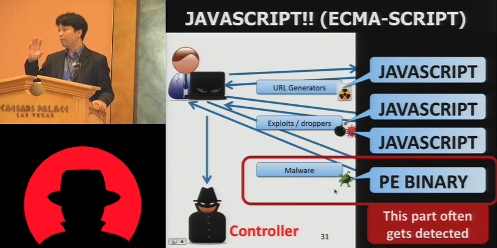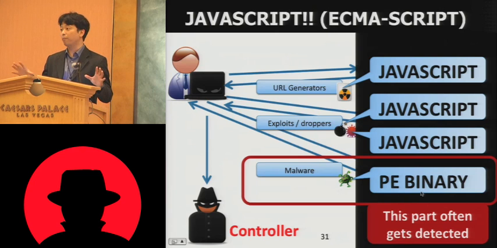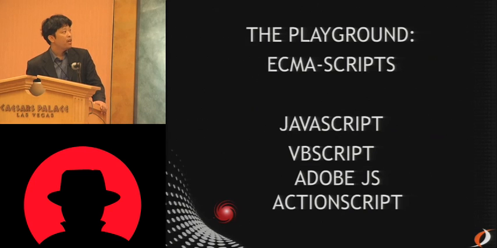to detect this type of threat, then once the actual malicious domain that's serving the malware is down, they can't detect anything because they can't actually fetch the PE malware for them to analyze. And JavaScript-based languages are also very, very hard to analyze compared to PE. And so here the playground is ECMA scripts, which include JavaScript, VB Script, Adobe JS, and ActionScript.